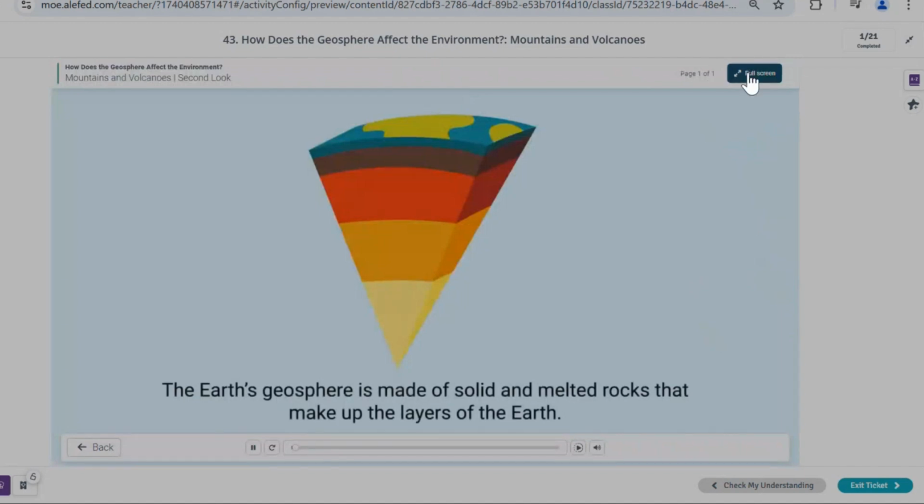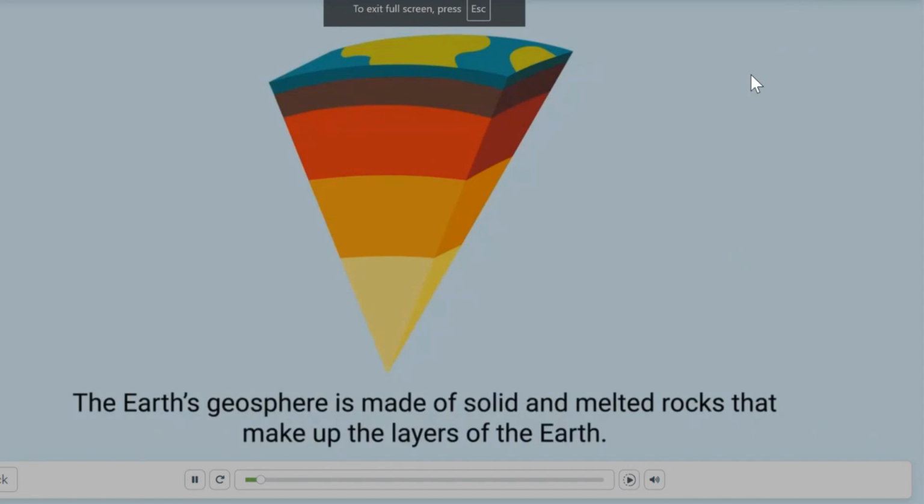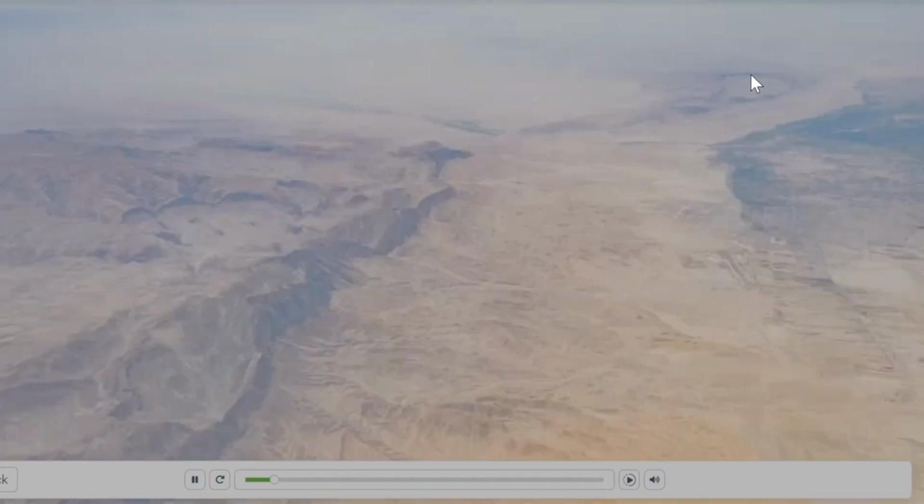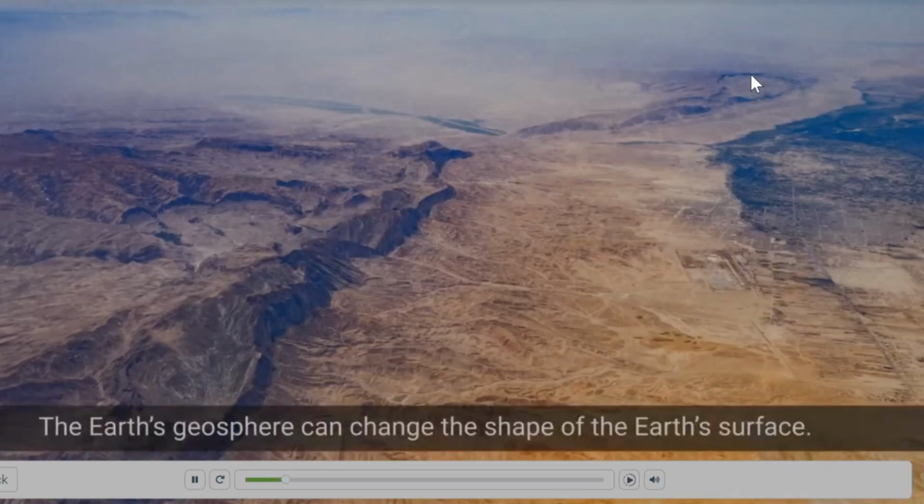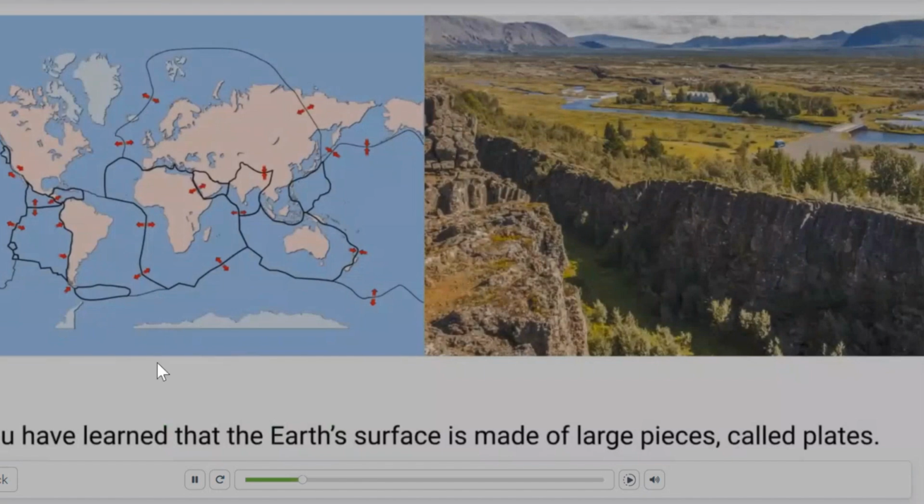The Earth's geosphere is made of solid and melted rocks that make up the layers of the Earth. The Earth's geosphere can change the shape of the Earth's surface. You have learned that the Earth's surface is made of large plates. You see, these are the plates. One plate, this one is another plate, and this one another. They are moving very slowly, because under them is the mantle, which is liquid. So these plates are moving slowly.